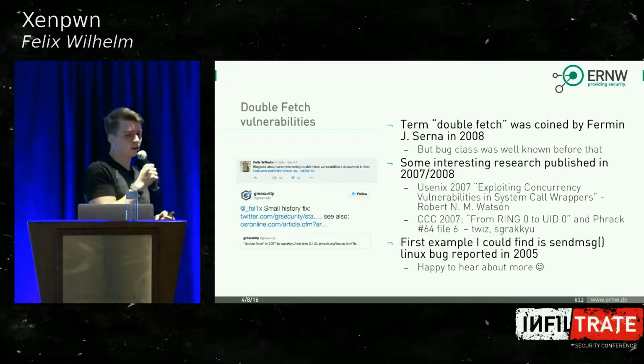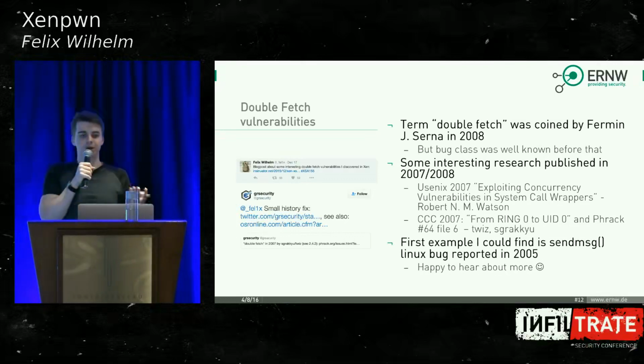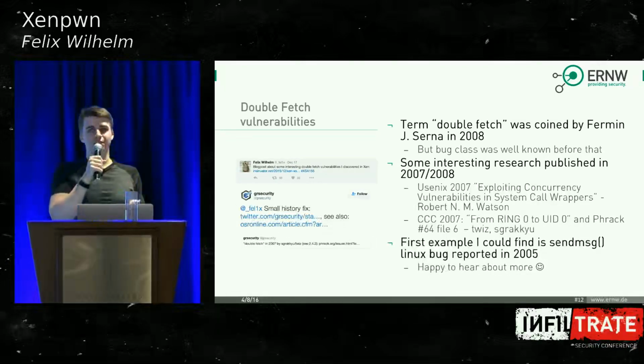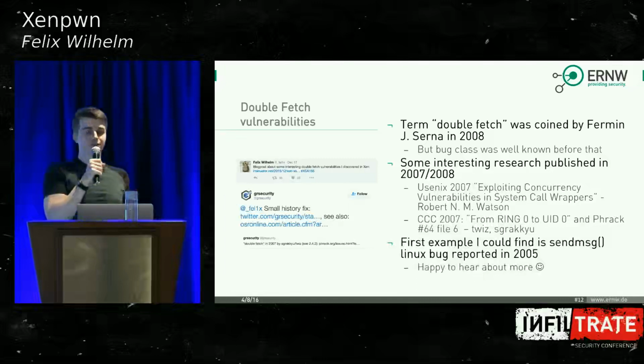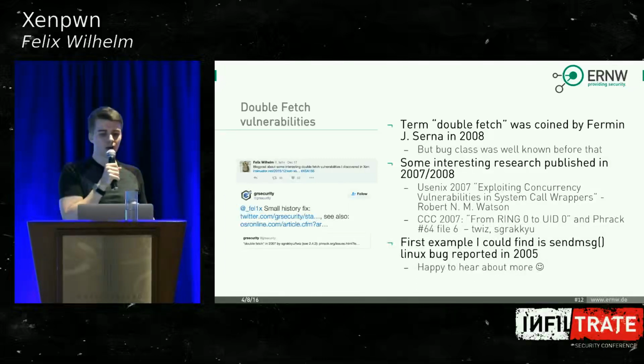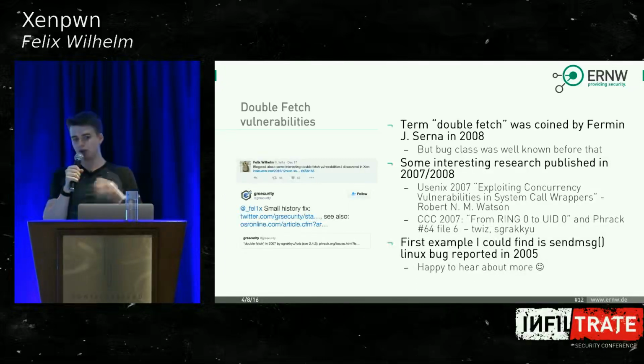So the term double fetch was coined by Fermin in a blog post in 2008. So this was the introduction of the term double fetch, but the bug class itself was well known before that. And most of the first part of the research talking about double fetch was published in 2007, 2008.